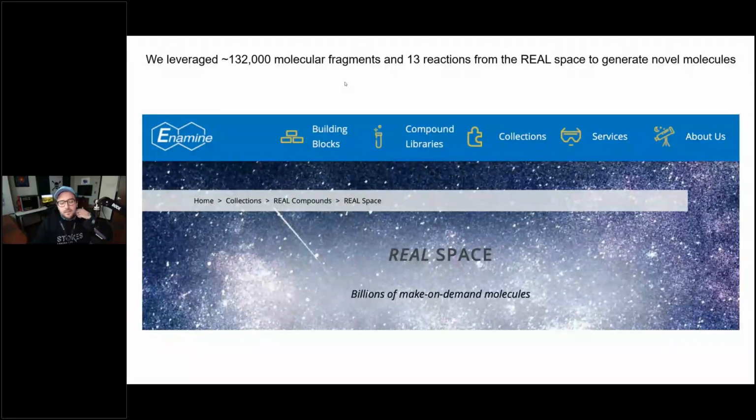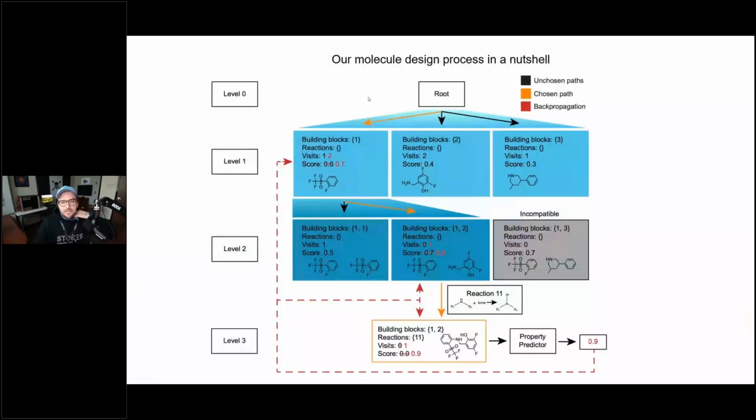Okay. What I'm going to show you now is our molecular design process, sort of at a high level. So this is a Monte Carlo tree search in a nutshell. This is how it works. So again, our goal is to design molecules out of this combinatorial space of building blocks and reactions, such that when we show a designed molecule to the property predictor, it says, yes, this is a good molecule to synthesize because I think it's an antibiotic. Okay, here's how it works. Level 0 is what we call the root, and it's empty, so ignore it.